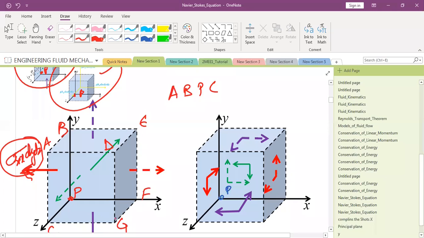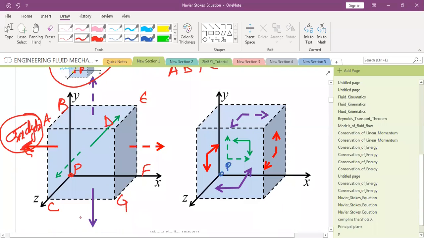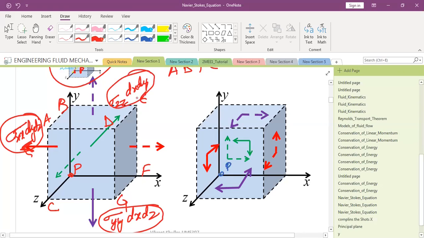Yes sir. What about this? PCGF. Sigma YY into dx dz. And what about BEFP? That is this one. BEFP: Sigma ZZ into dx dy. Any doubts to anyone?